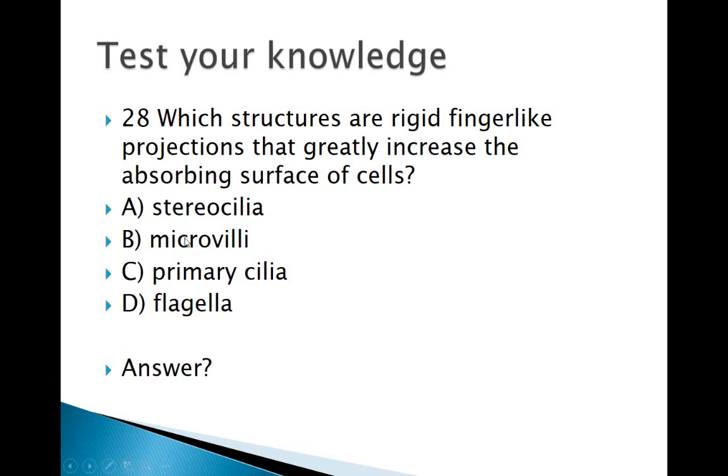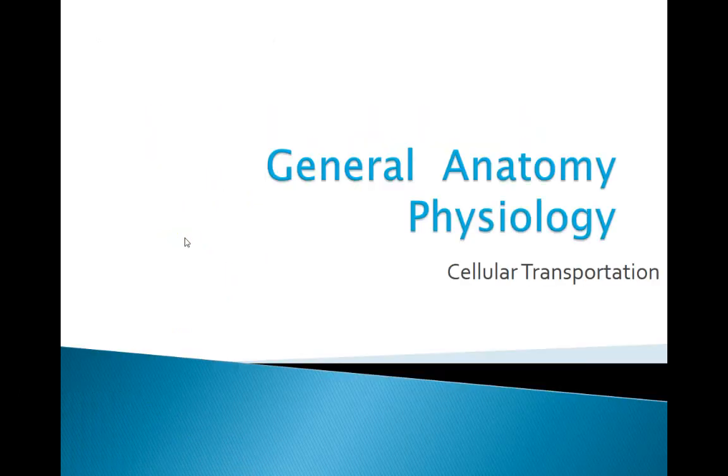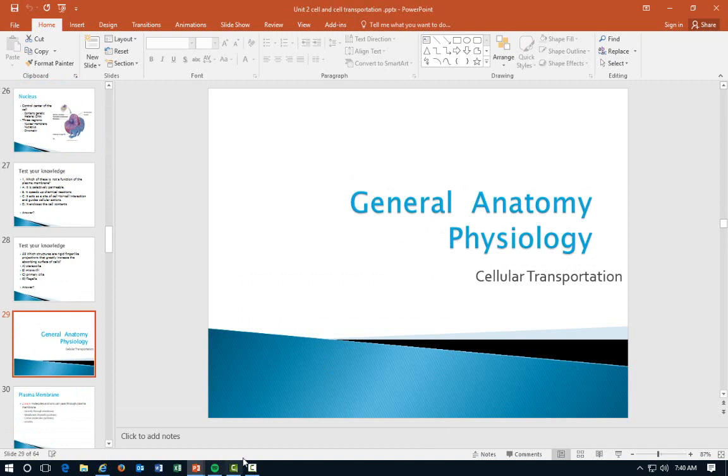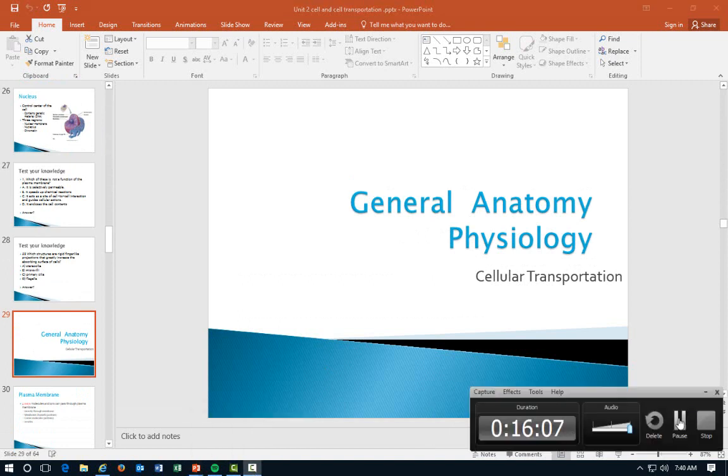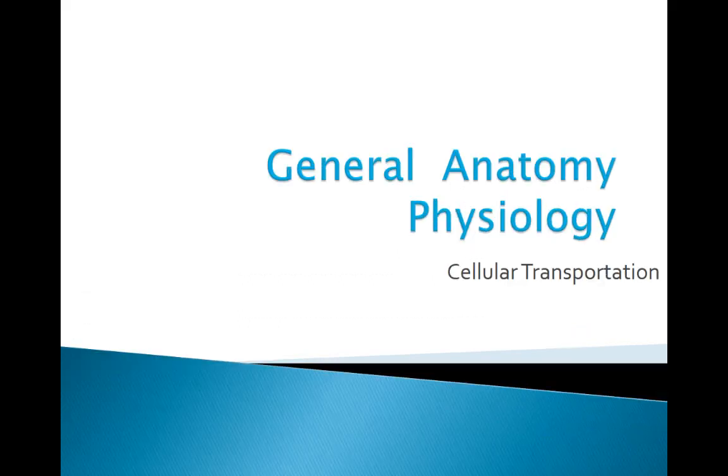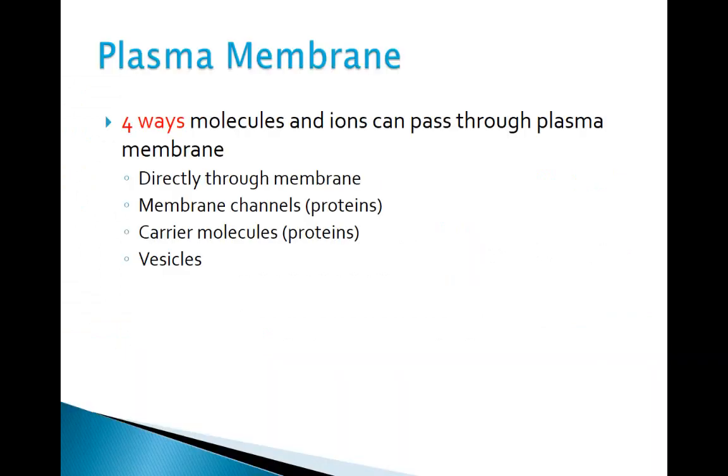Okay. Now we're going to switch gears a little bit, and we're going to talk about cellular transportation and how things move from one side of the cell to the other. There are 4 ways that materials can move from one side of the cell to the other. Now remember, the plasma membrane is semi-permeable, so it doesn't mean that everything will be able to move across from one side to the other, but certainly some things.